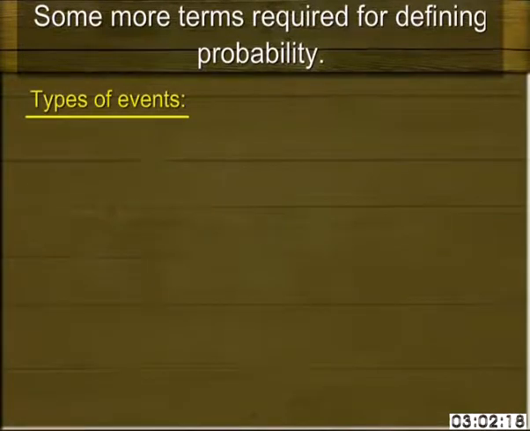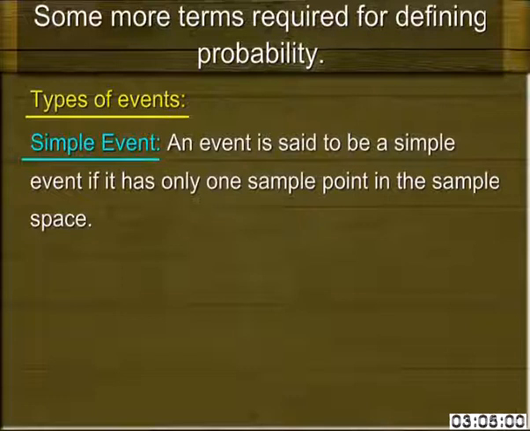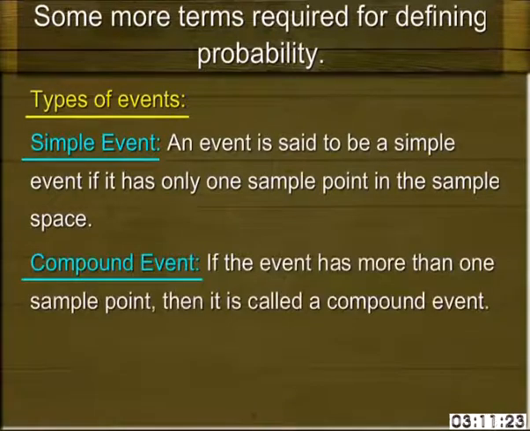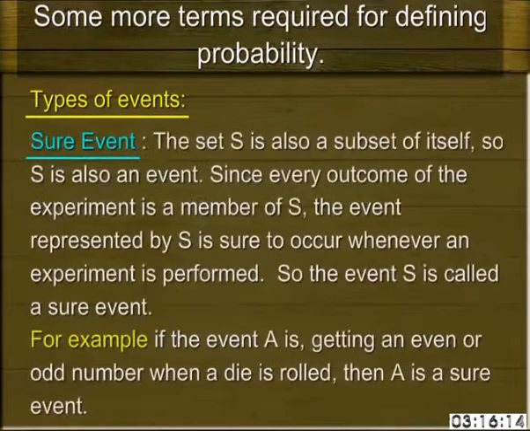Types of events. An event is said to be a simple event if it has only one sample point in the sample space. If the event has more than one sample point, then it is called a compound event. The set S is also a subset of itself, so S is also an event. Since every outcome of the experiment is a member of S, the event represented by S is sure to occur whenever an experiment is performed. So the event S is called a sure event.